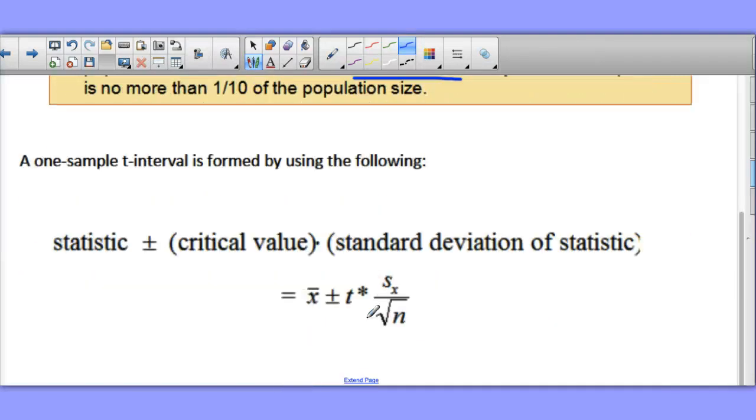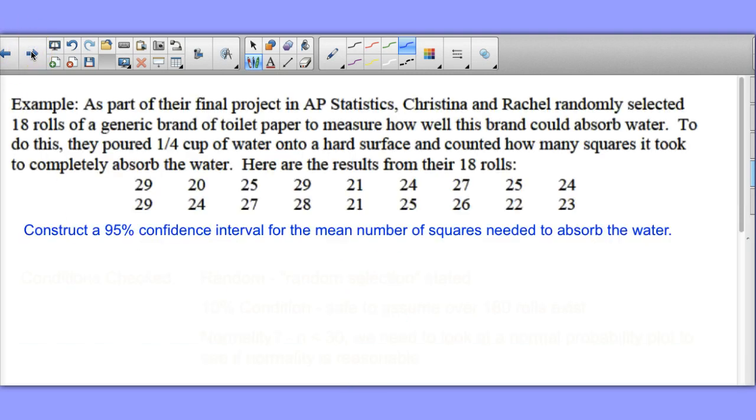And once again, our formula or our recipe for calculating a confidence interval is our sample statistic. In this case, it's x bar plus or minus our critical value. That's our t star value. And then the way we calculate the standard deviation of the statistic, or sometimes referred to as a standard error, is to take the sample standard deviation, since we don't have the population standard deviation, and divide by the square root of the sample size. We've seen this before as well. So let's work our way through an example.